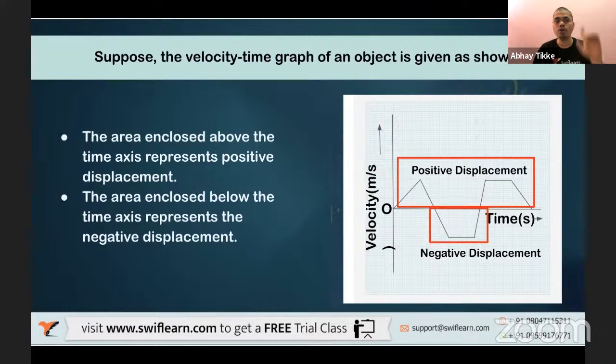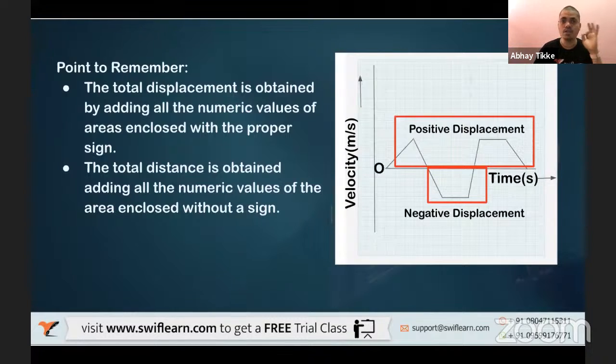Very simple, right? Let us go ahead. Point to remember here is the total displacement is obtained by adding all the numeric values of areas enclosed with the proper sign, and the total distance is obtained by adding all the numeric values of the area enclosed without sign. Okay, thank you, Dheeraj, for mentioning that. No doubt, I'm very happy that you are able to understand. Great. Right, the total distance is obtained by adding all numeric values of the area enclosed without sign.